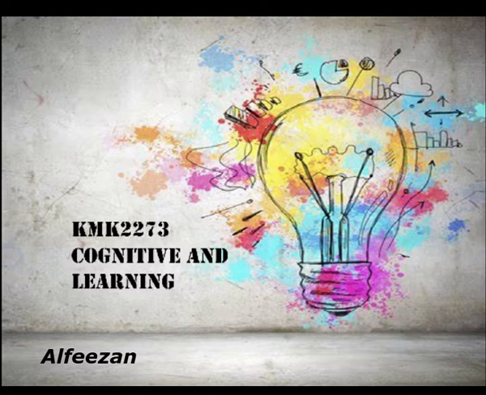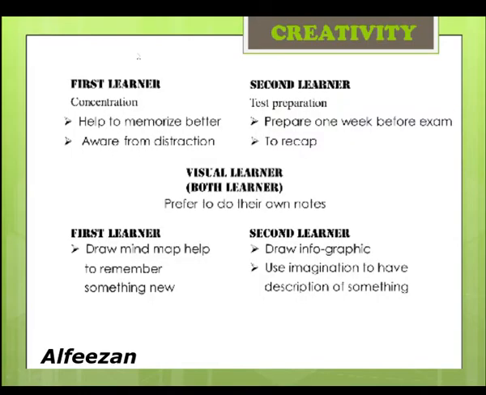Hi there everyone. In this part, I will tell you about the creativity term that we found from our planning. Both learners have a high score on concentration and test preparation, but the first learner leans more to concentration and the second learner more to test preparation. For the concentration, the first learner claimed that she is more focused during class and this helped her to memorize better, and she needs to stay away from distraction so that she can focus more. And the second learner prepares 1 week before the exam. This could help him to recap every chapter that he had learned.